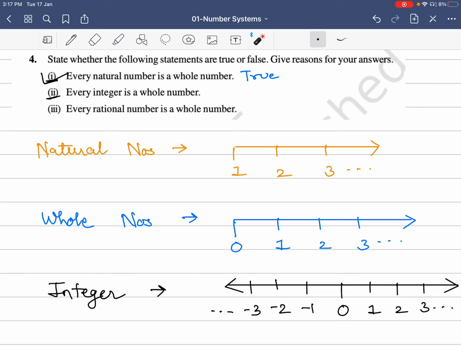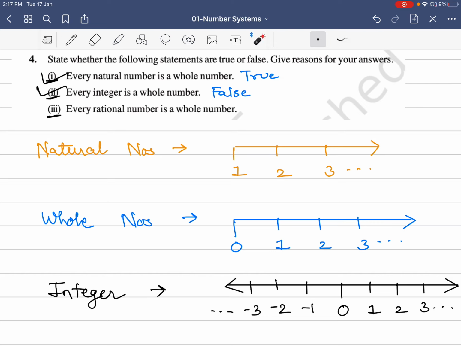Every integer that you can see here on the number line is a whole number. This is obviously false because if I pick out this integer -2, it is not present on this number line of whole numbers. So you cannot say every integer is a whole number. So I'm going to mark it as false. Note, some integers are definitely whole numbers, but every integer is not a whole number. So 2 is done. Now let's focus on 3.